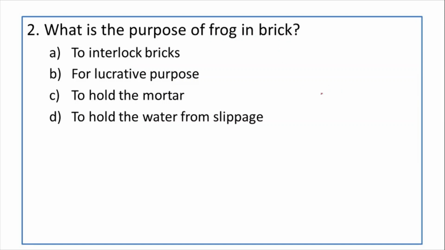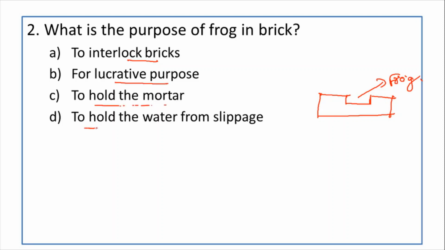So that's the question. Then the second question is, what is the purpose of the frog in the brick? Basically, what is a frog? If you see a brick like this, then on the top of the brick you can find a depression like this. This depression we call a frog. So they are asking what is the purpose of this frog. The first option is to interlock the bricks. Second is for lucrative purpose. Third is to hold the mortar, and fourth is to hold the water from the slippage.